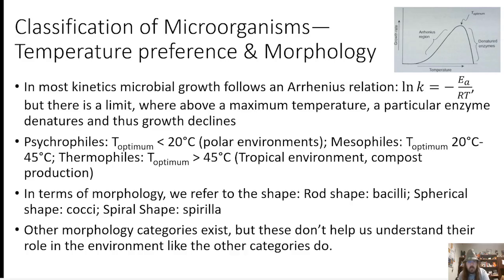In terms of morphology, we can refer to their shape, whether they have a rod shape like bacilli, a spherical shape like cocci, or a spiral shape like spirilla. Other morphological categories exist, but these categories don't actually help us understand their role in the environment like some of these other categories do. So the shape doesn't necessarily mean their function. If we talk about the phyla, the fungi are typically the decomposers.